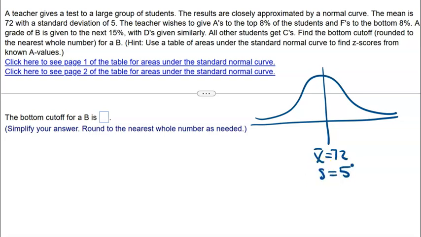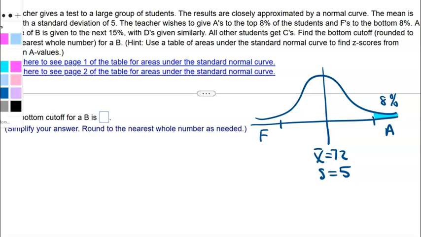The teacher wishes to give A's to the top 8%. Okay, so this part up here, top 8%, remember that's a tail. Those are A's. I'm going to put A right here, and that is 8%. The teacher wishes to give F's to the bottom 8%. All right, so down here on the tail are our F's. I'm going to make them aqua too. To the bottom 8%. All right, and let's label 8%. Let's keep going.